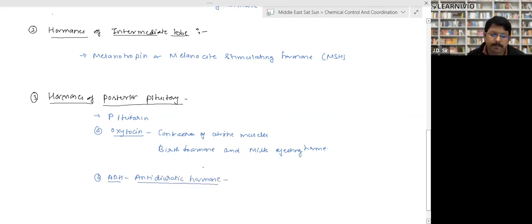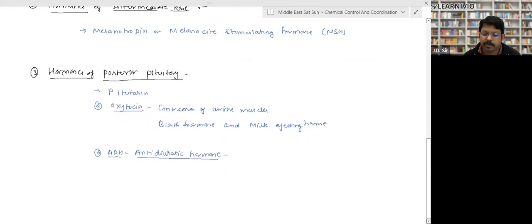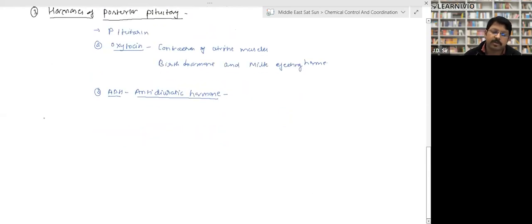Antidiuretic hormone protects us when we do not get enough water to drink. Suppose we are thirsty and we do not get water. Then ADH starts secreting. ADH reduces the rate of urine formation, and in this way it conserves the water of the body, so a person can survive for a longer time. So it protects us during water scarcity. Please note it down.